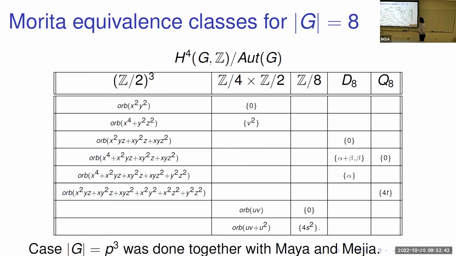So for the next case, which is interesting here, I'm doing the same thing, but I want to highlight that there is a class in Q8, the trivial one, a class in the dihedral group, and a class in C2 to the cube, which produce Morita equivalent fusion categories. So the centers would be the same, either with Q8, D8, or C2 to the cube.